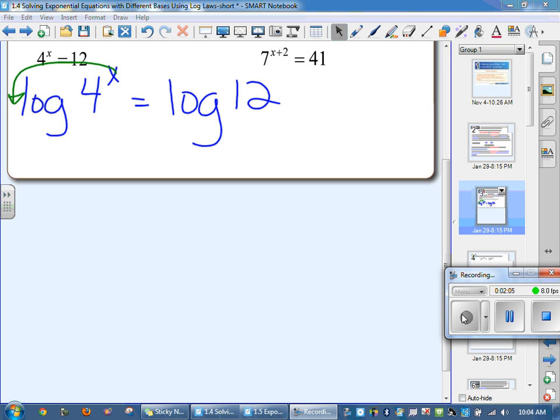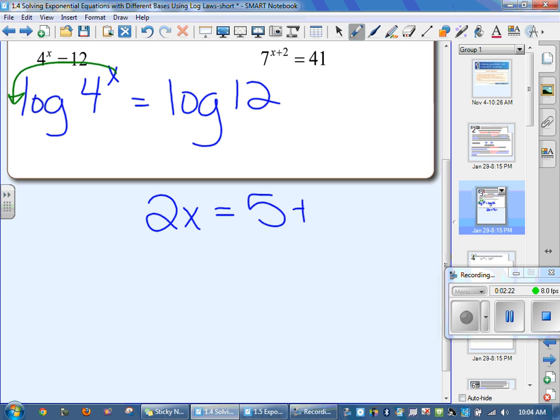We don't have an x on the right-hand side, so we're going to use the property we know from solving algebraic equations. Let's take a look at another algebraic equation. If I have 2x equals 5 plus x, how am I going to get the x on the right to the left-hand side? You subtract it. You do opposite operations. So I can subtract x from both sides, and then you solve from there.